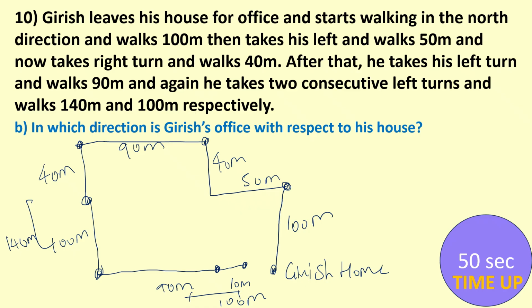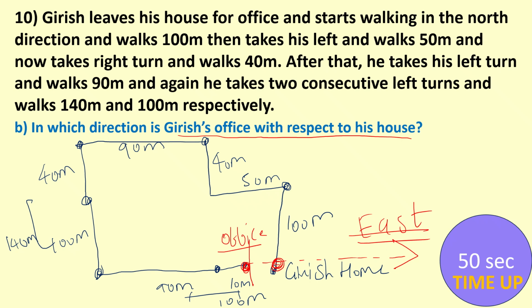Okay. So what they've said, in which direction is Girish's office with respect to his house. So he leaves from his house. Okay, this is his house and he reaches his office here somewhere. Okay, this is his office. So what is the direction of Girish's office with respect to his house, which is in this direction? This is east direction. So answer will be east, correct?